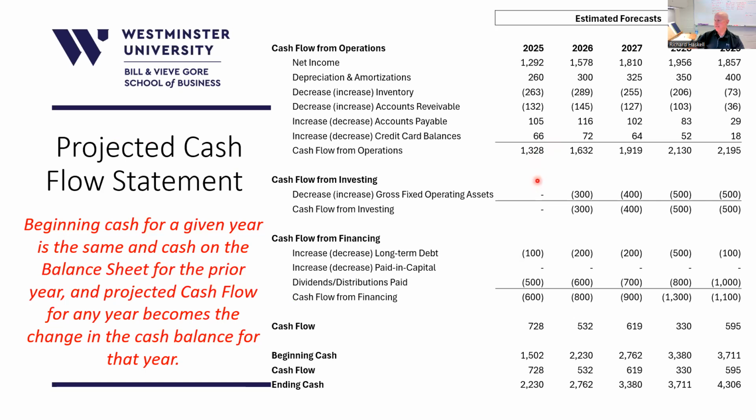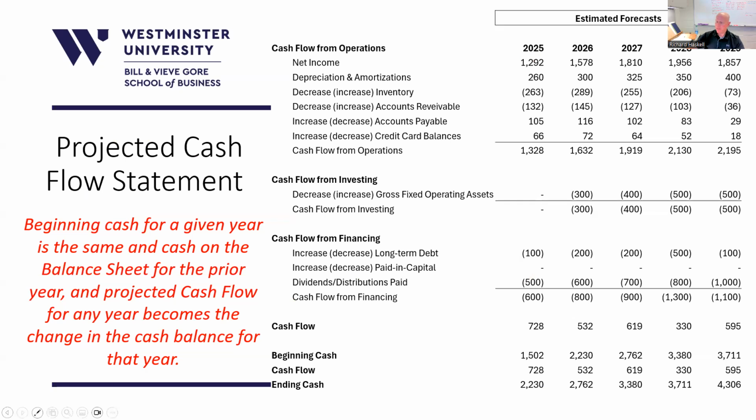I go ahead and take any new purchases for gross fixed operating assets, and I would subtract those new purchases, just as I would add amounts here if we were selling gross fixed operating assets. And together those become our cash flow from investing. And then if we borrowed more money, then that's a positive to cash flow. And if we've paid off debt, that's a negative to cash flow. So here we see negative values of 100, 200, and so on. That's because the company is paying off debt.